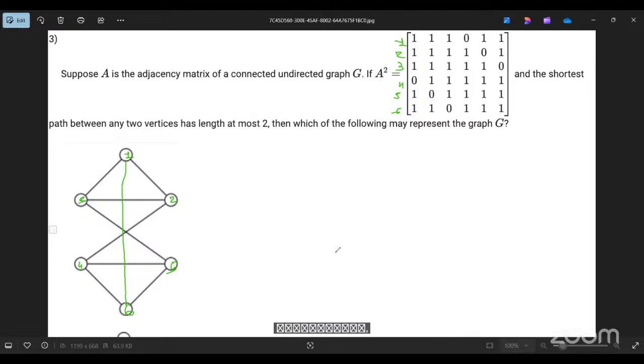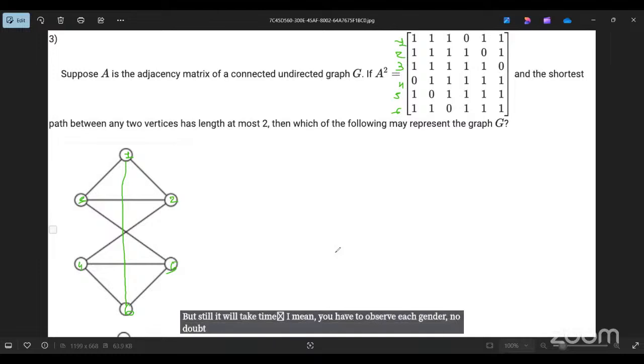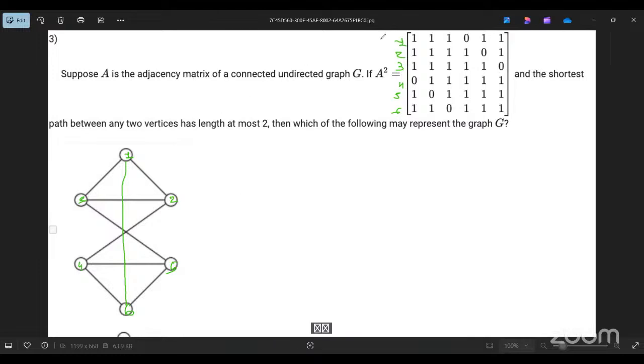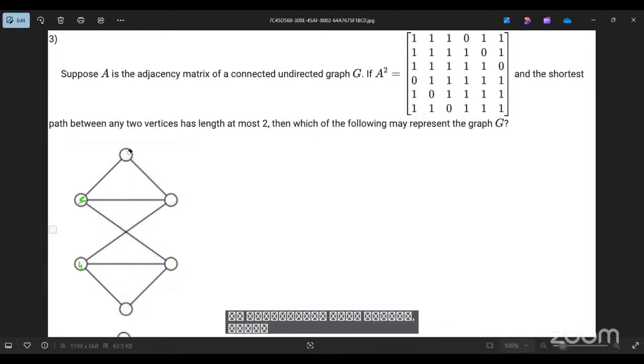But still it will take time. I mean, you have to observe each entry and then you have to answer. Ma'am, we need to number properly, because some entries are 0, right? We need to check for which entries we cannot directly find a path. Yeah, that's the thing. Ultimately it requires some time. Although it's not that hard, it's lengthy. You have to judge entry by entry: is there a 2-length path or not?